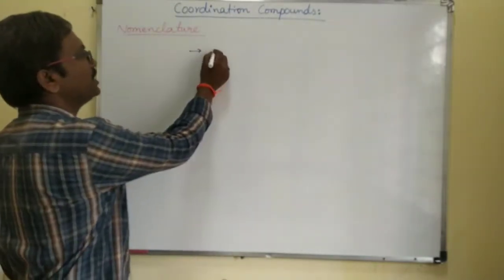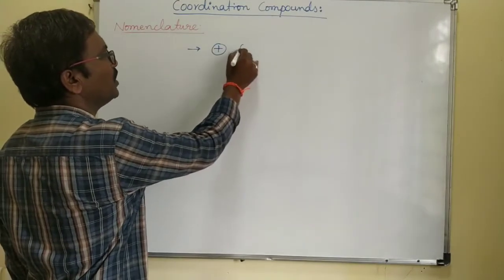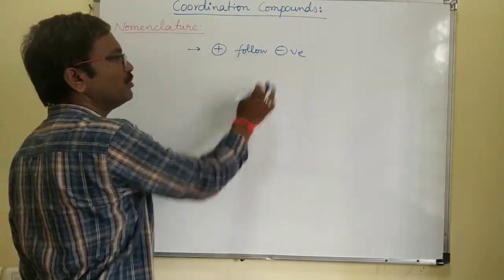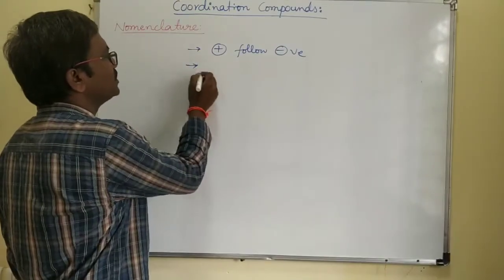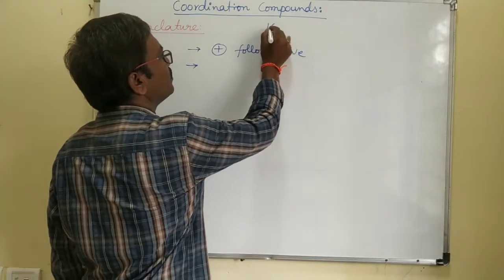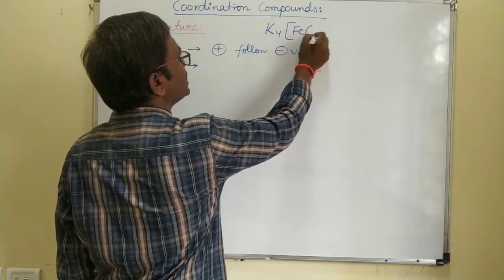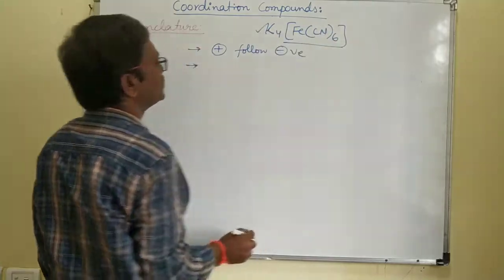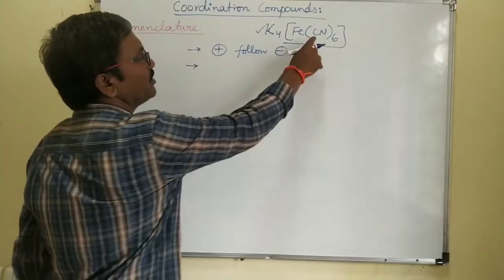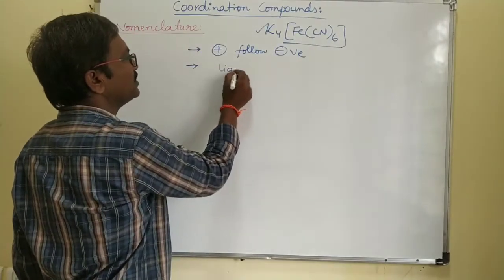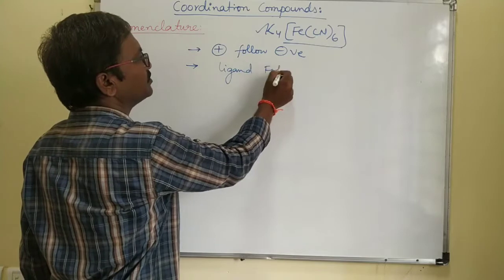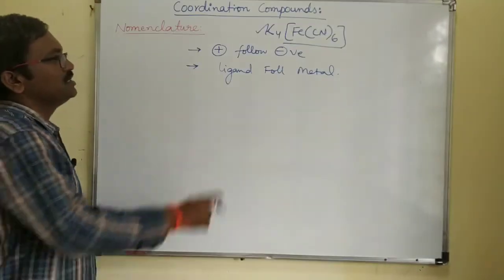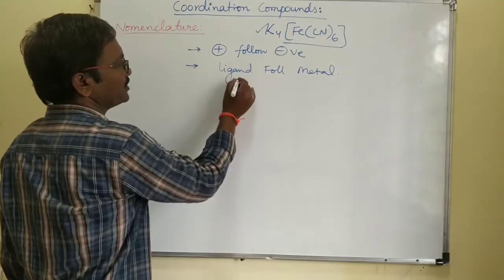So what is the first point? Positive charge followed by negative charge. That means potassium followed by the complex. I am writing one example, K4[Fe(CN)6], right? The cation is followed by the complex. That is the first one. Second, you have to write the ligand followed by the metal atom. So then take the ligand.